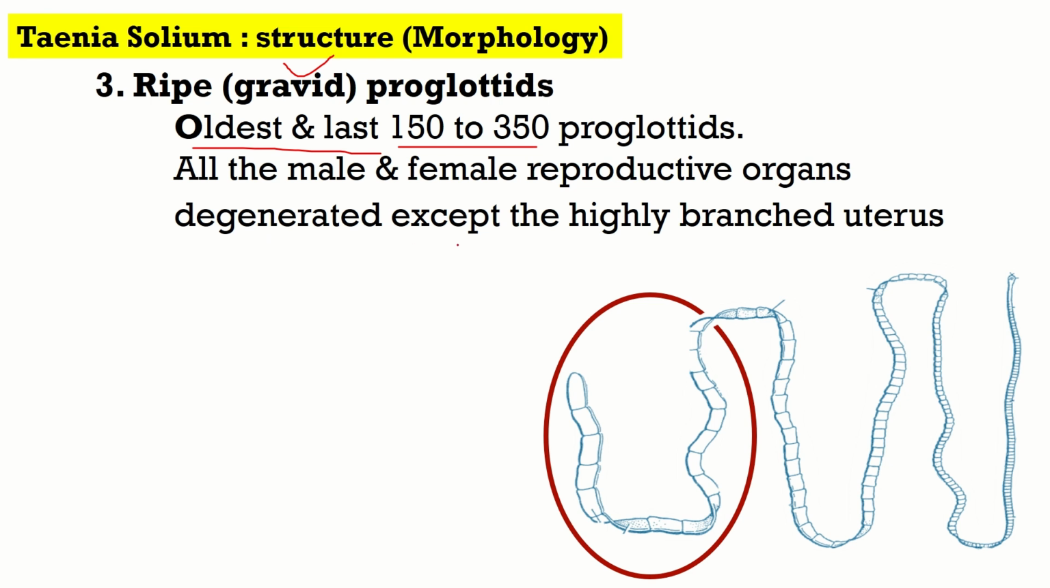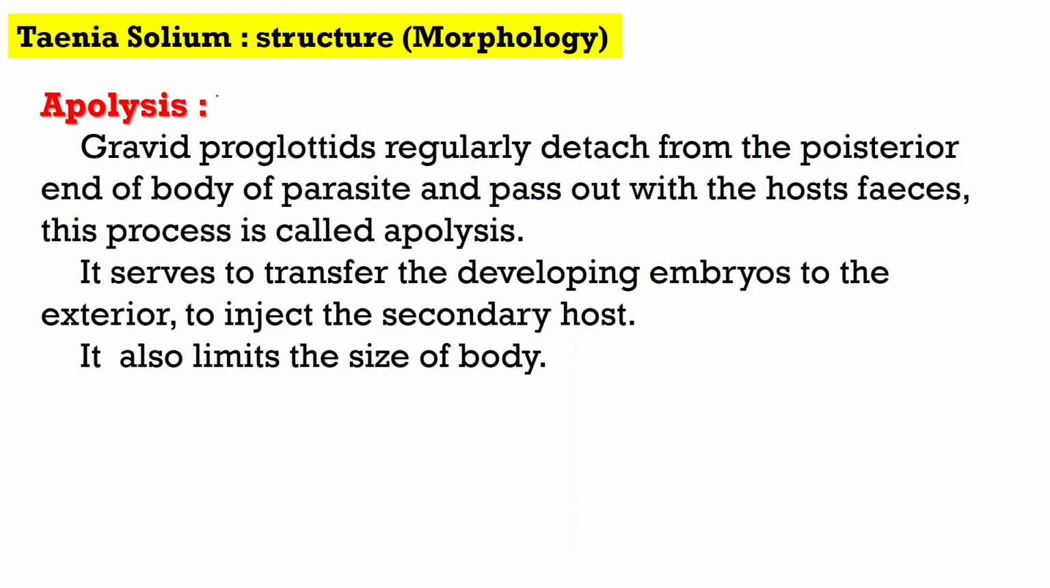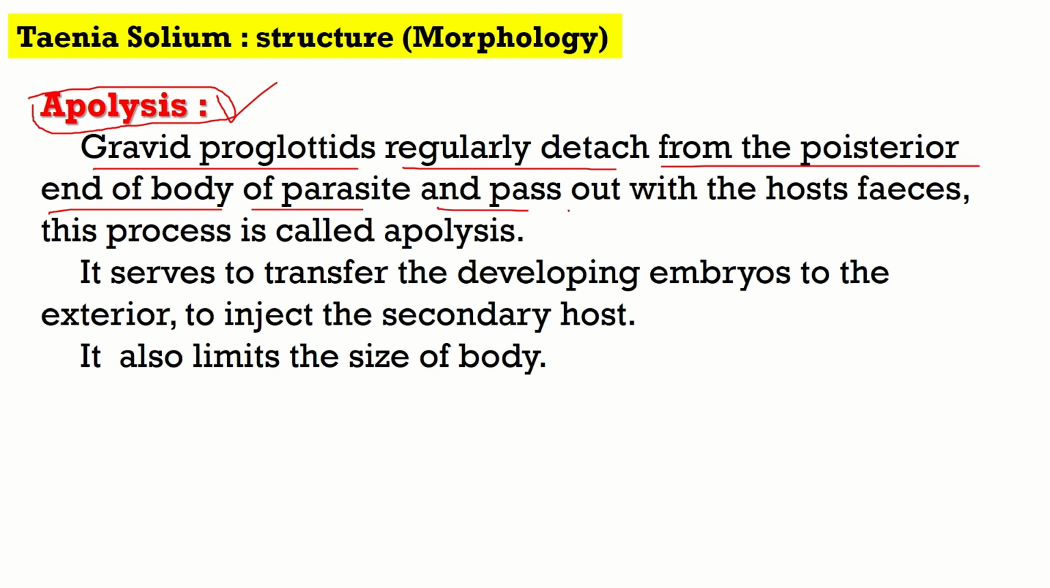The next step, which takes place in Taenia solium, is called apolysis. Small groups of gravid proglottids are regularly detached from the posterior end of the body of this parasite and pass out with the host's waste material. This process is called apolysis.